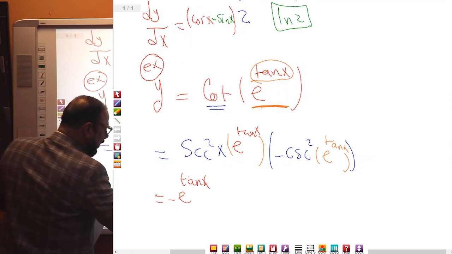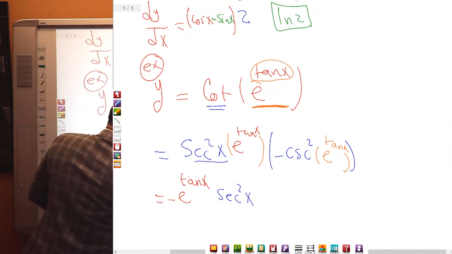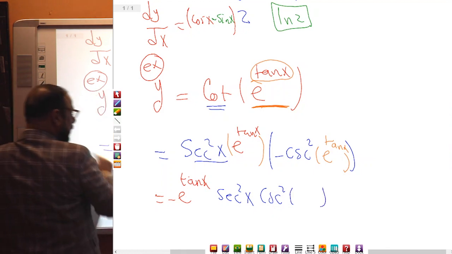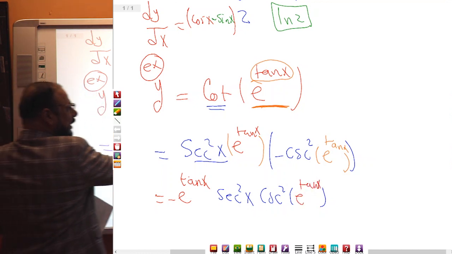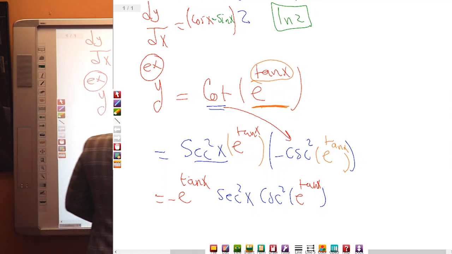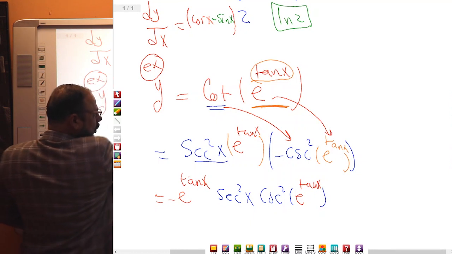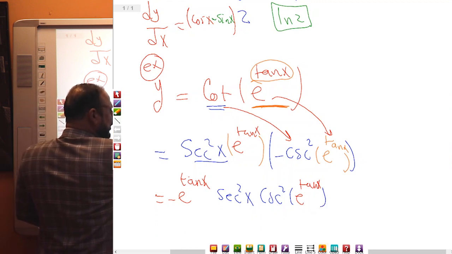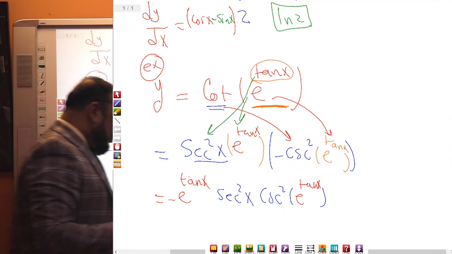Now secant square x, we have it. Cosecant square x, times e to the tan x. Good. Again, I'm going to repeat this. The cotan becomes negative cosecant square, right? And you leave the angle the same. Then you derive the angle, which is e to the tan x. You leave e to the tan x, and you derive what? The tan becomes secant square. Good? This is another problem.